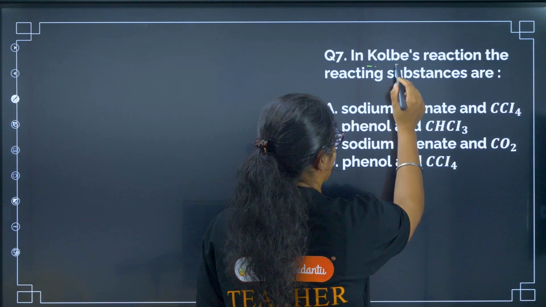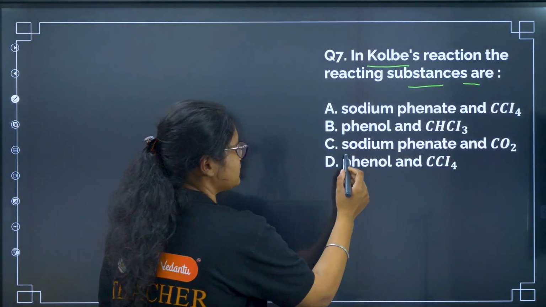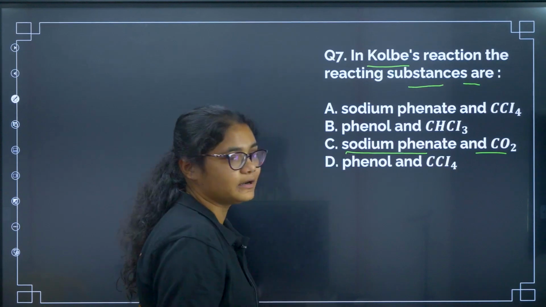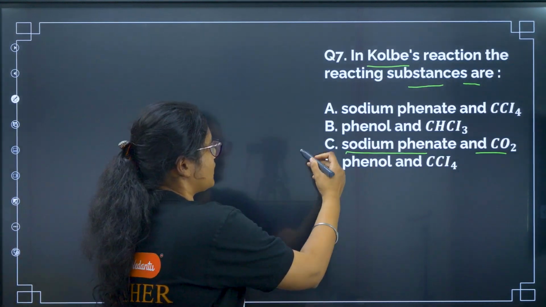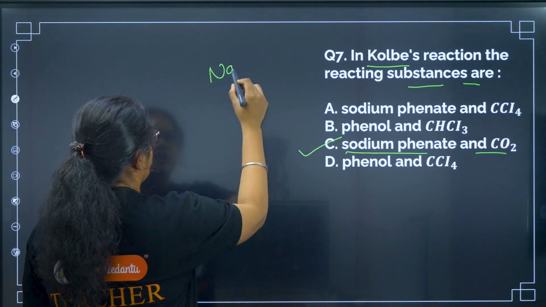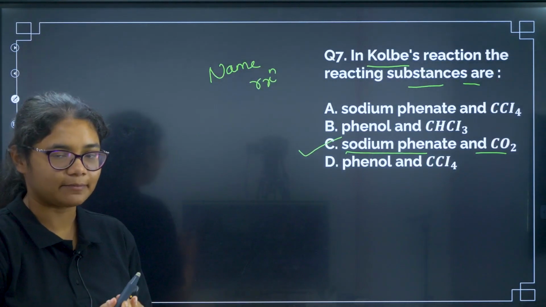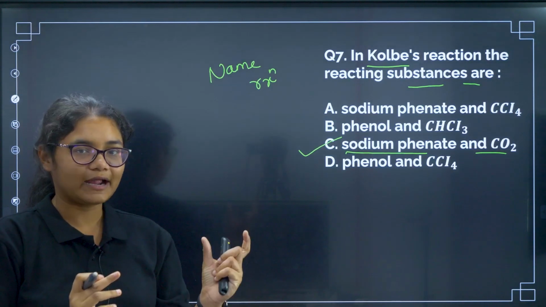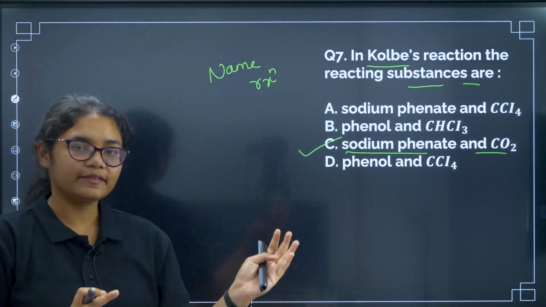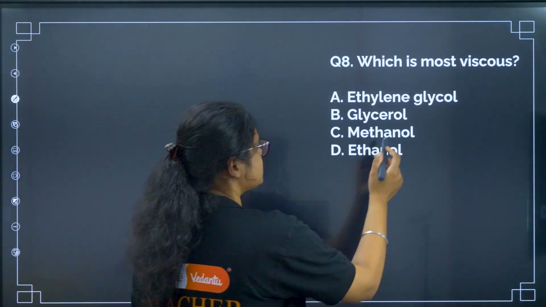Next, in Kolbe's reaction, the reacting substances are. So this is a direct reaction-based question, that is sodium phenate and carbon dioxide. Okay, so the answer for this question is option number C. So this is a direct name reaction. So for all the name reactions of this chapter, you just have to remember their reactants, reagents, any other conditions, and the products.